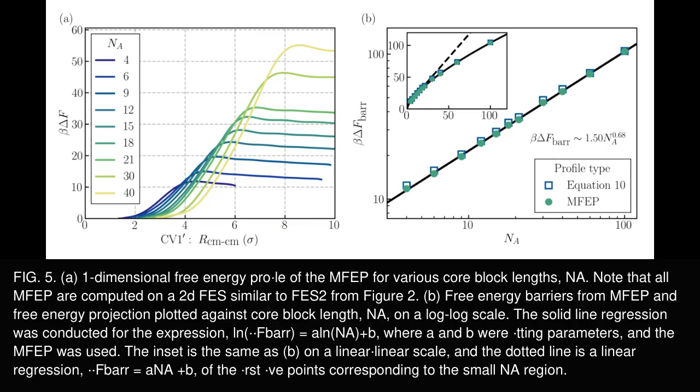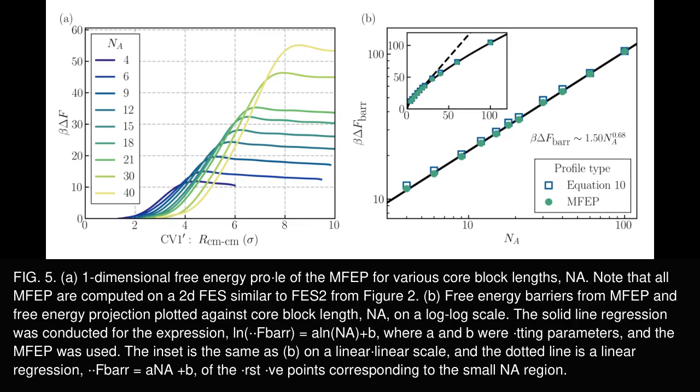In Part B, the corresponding free energy barriers extracted from both the MFEP and free energy projection methods are plotted versus Na on a log-log scale. The data fits a regression of the form ln(β ΔF barrier) = A ln Na + B, where the MFEP yields a scaling exponent very close to 2/3. This supports the Halperin-Alexander mechanism, where the free energy barrier scales as the 2/3 power of core block length, consistent with a collapsed core escape.